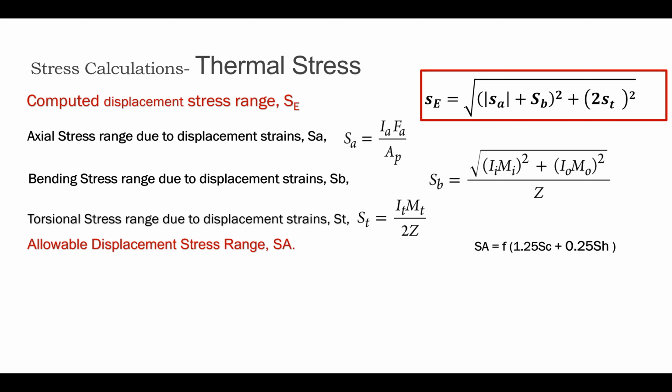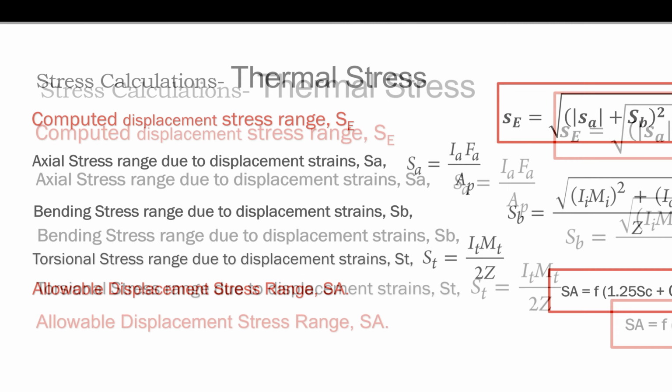SL is the stress due to the sustained load in a system where the support may be active in some conditions and inactive in other conditions. So these are the values that we normally consider when we have to calculate the allowable displacement stress range. So this SA is equal to F into 1.25 SC plus 0.25 SH. We'll see where we got this formula. We'll derive this formula in the next slide.